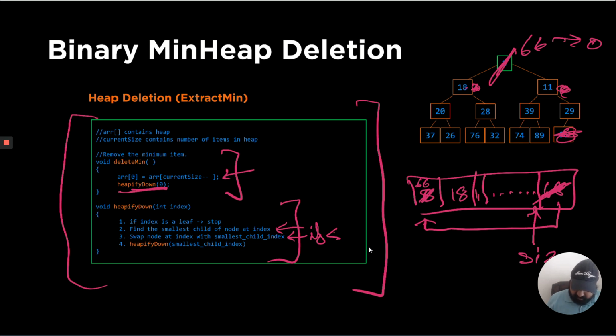You swap it with the smallest child and you heapify down on the smallest child index now. You'll swap 66 and 11. So 11 will go up, 66 down, and now you're going to call heapify down on the new index of this number 66, which might be at index 0, 1, or 2. So you are going to call heapify down on 2.